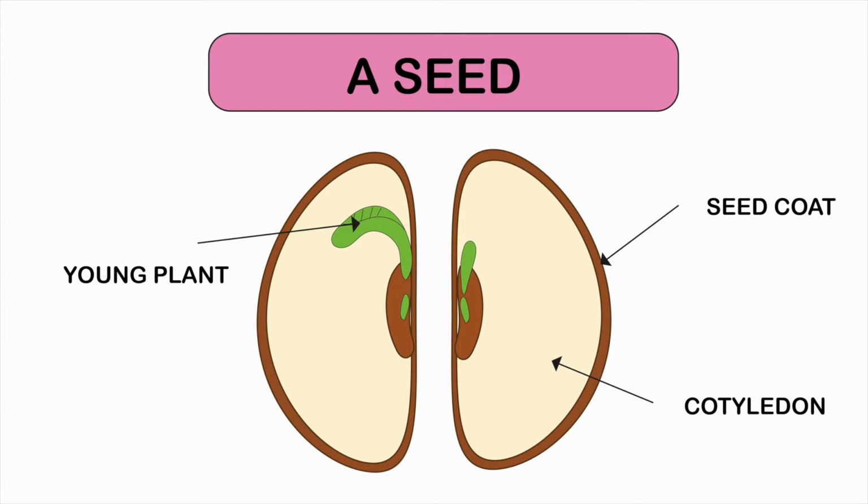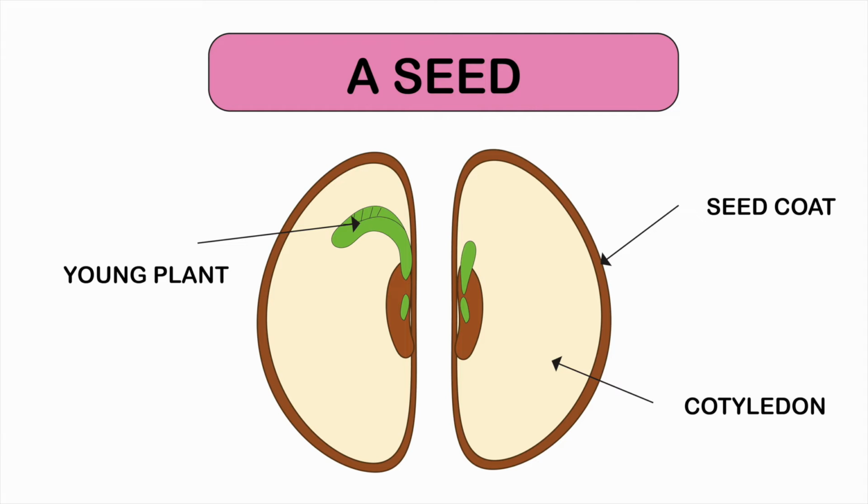The structure of a seed. A seed is covered by a seed coat. The seed coat protects the seed. Inside the seed coat, there are cotyledons or seed leaves. These provide food for the growing embryo until the roots and the leaves develop, at which time photosynthesis is the mechanism by which the plant can make its own food.